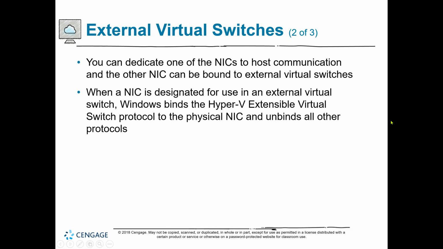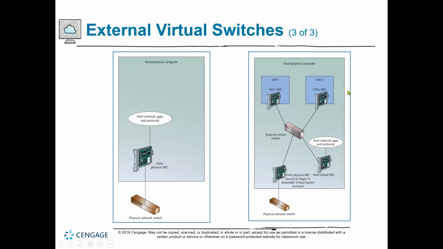You can dedicate one of the NICs to host communication, and the other one can be bound to external virtual switches. When a NIC is designated for use in an external virtual switch, Windows binds the Hyper-V extensible virtual switch protocol to the physical NIC and unbinds all other protocols.